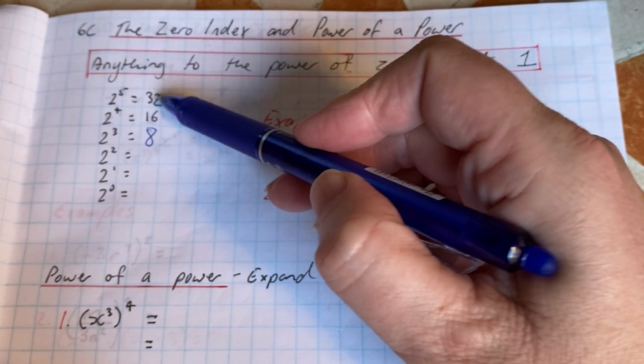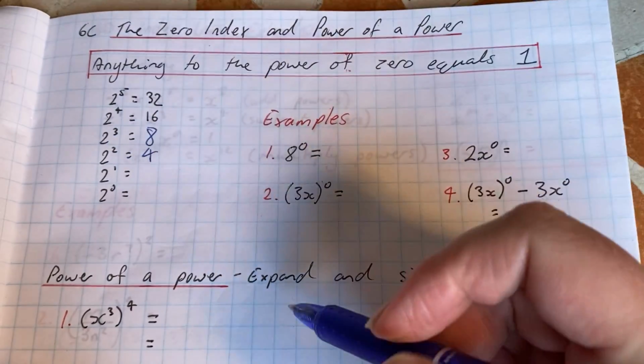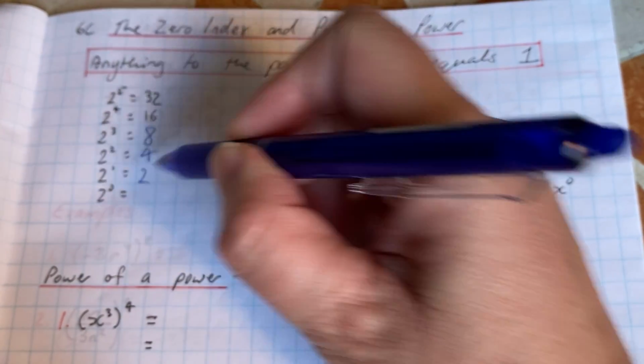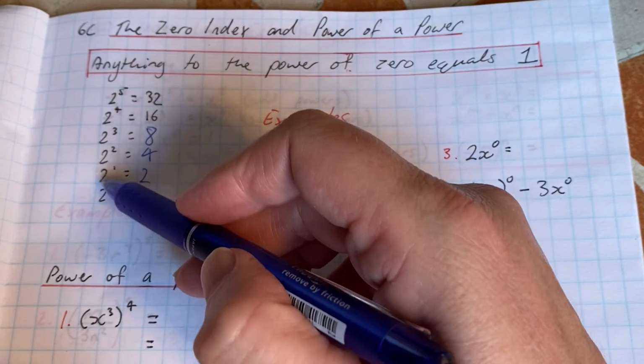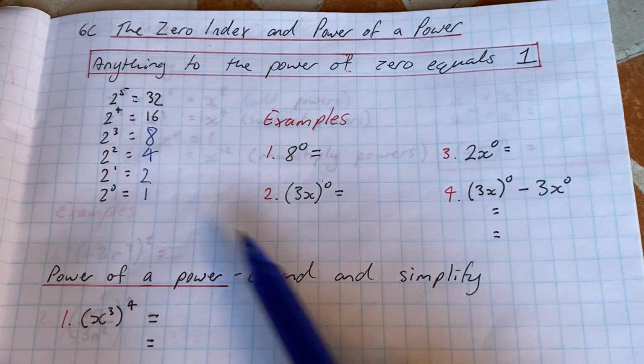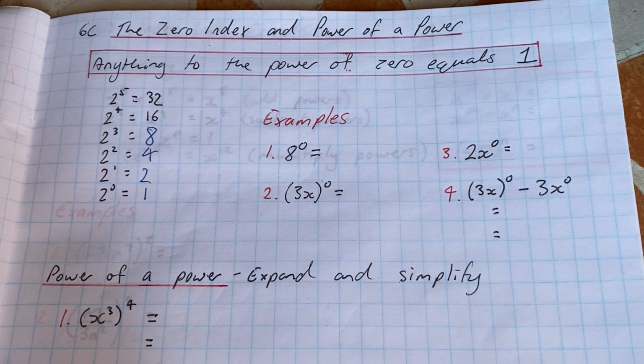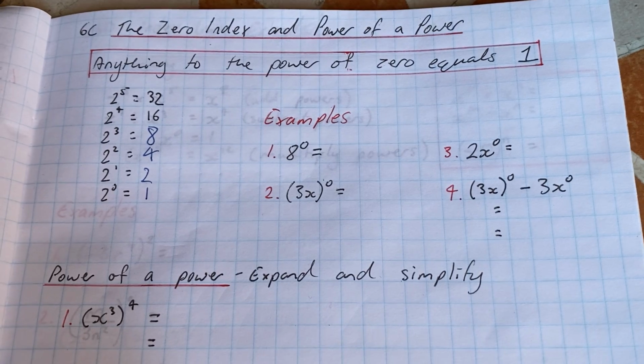Now notice the numbers are halving each time. 2 squared is 4, so that's halving again. 2 to the power of 1, that's just 2, halving again. So 2 to the power of 0 is if we halve this again and we get 1. So you can see there that 2 to the power of 0 does equal 1. If you put any number in your calculator to the power of 0, you will get 1.